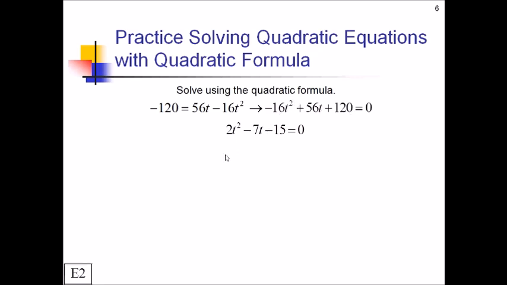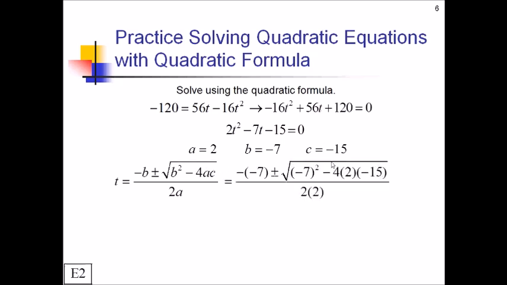All right, pause the video and go ahead and use the quadratic formula on this. Get as far as you can. So here was our quadratic formula again. A value of 2, B of negative 7, C value of negative 15. Again, note that the sign stays with the number. And now plugging all that in, we've got negative 7 plus or minus the square root of negative 7 squared minus 4 times 2 times negative 15, all of that over 2 times 2.